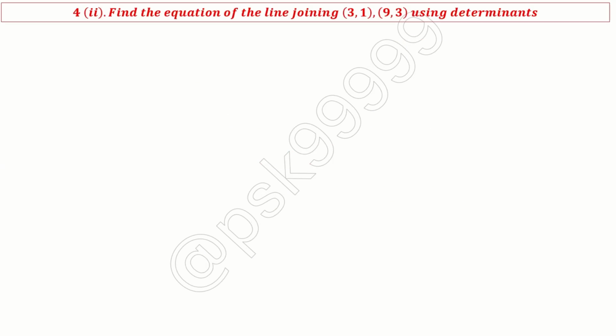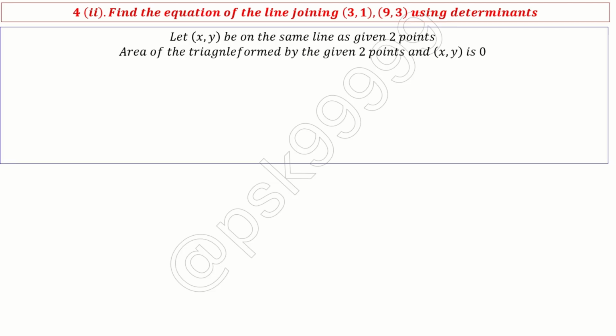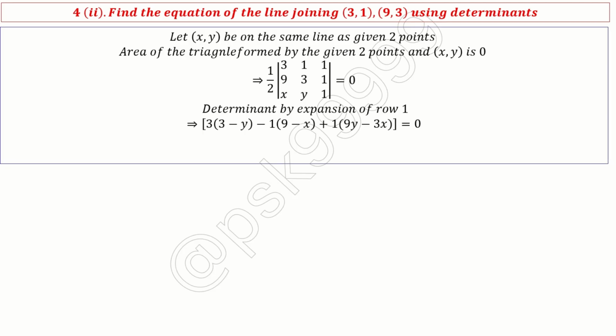Similar: find the equation of the line joining (3, 1) and (9, 3) using determinants. Exactly the same. You can do it yourself. Cross check the answer. You will get 2x minus 6y, or x minus 3y equal to 0, as the equation of the line.